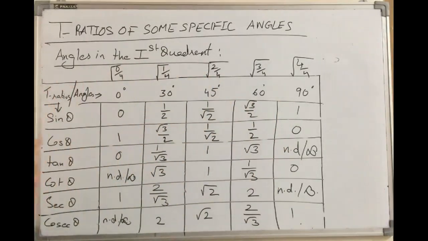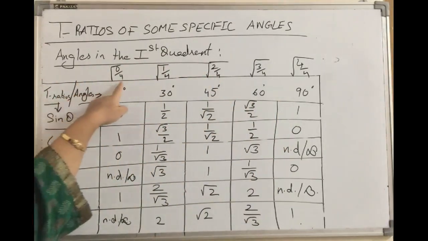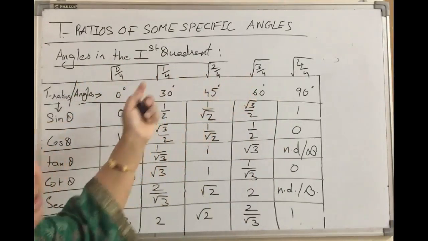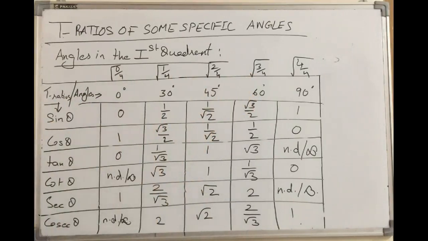This is how we obtain the table. You learn to make the table, there is no need to remember the values, and the more questions you try, automatically you will be able to memorize them.